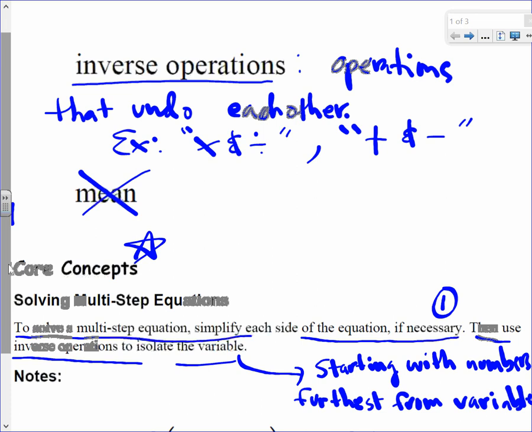That's in the middle of page 1 of your note guide. Step 1: to solve a multi-step equation, simplify each side of the equation if necessary. That's step 1. I put a 1 next to it, so if you were here yesterday, you want to put a 1 next to the first sentence. And then the second sentence: then use the inverse operations to isolate the variable. That's your second step. Put a number 2 next to the second sentence. But yesterday, I put this in parentheses: starting with numbers furthest from the variable. So if you were absent yesterday, you want to copy this down. I'll put it back up later.